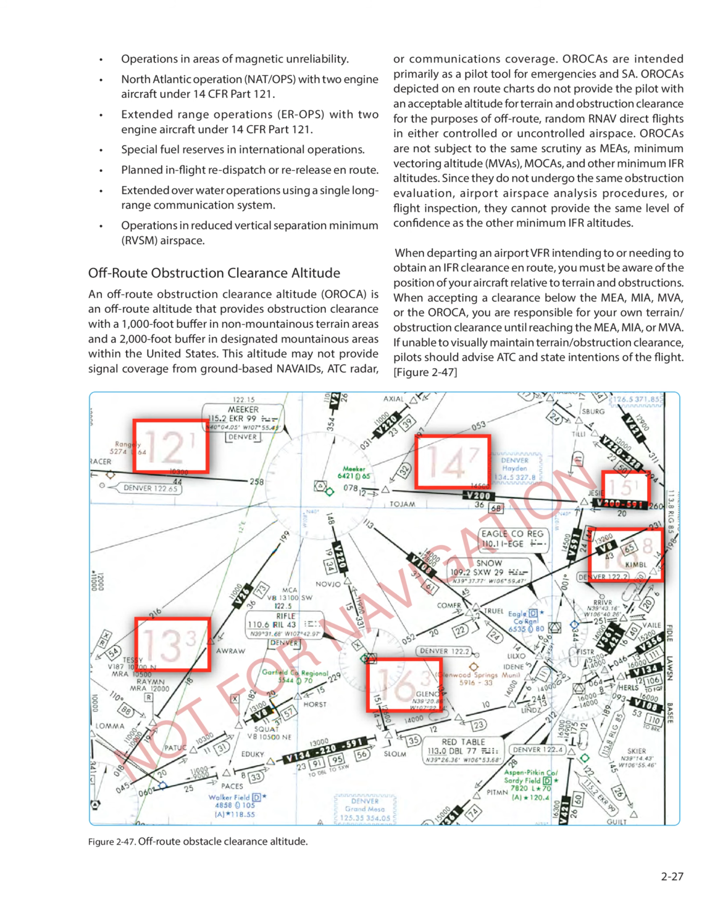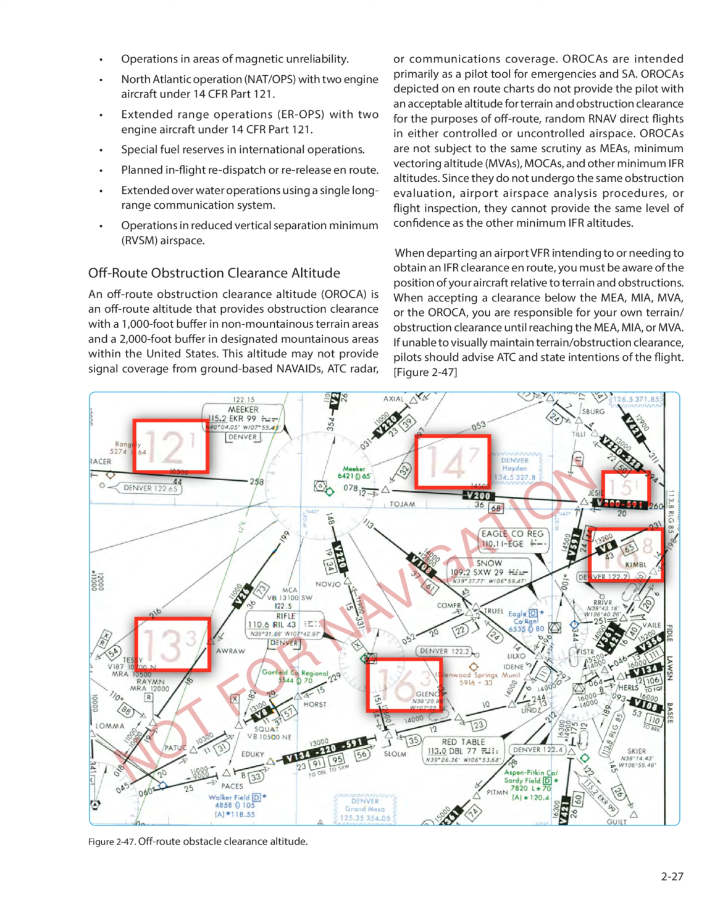Off-route obstruction clearance altitude. An off-route obstruction clearance altitude, ORCA, is an off-route altitude that provides obstruction clearance with a 1,000-foot buffer in non-mountainous terrain areas and a 2,000-foot buffer in designated mountainous areas within the United States. This altitude may not provide signal coverage from ground-based NAVAIDs, ATC radar, or communications coverage. ORCAs are intended primarily as a pilot tool for emergencies and SA.